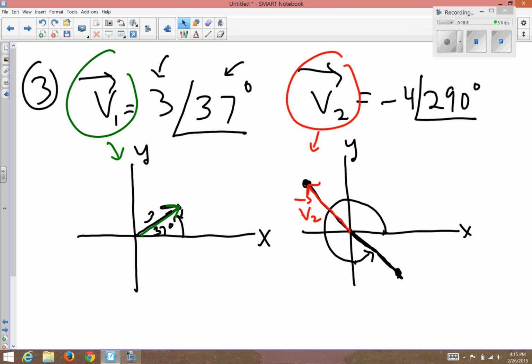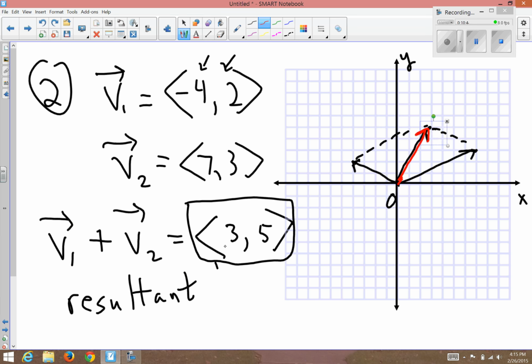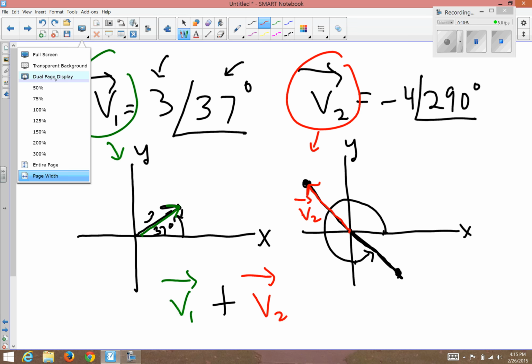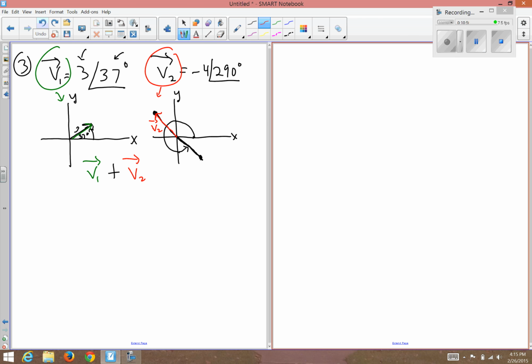And we're supposed to find vector 1 plus vector 2. And that was really easy to do in example 2 because we just added the x's and we added the y's. Simple. Well, here we don't have the x's or the y's. So we're going to find them using the definitions of sine and cosine.